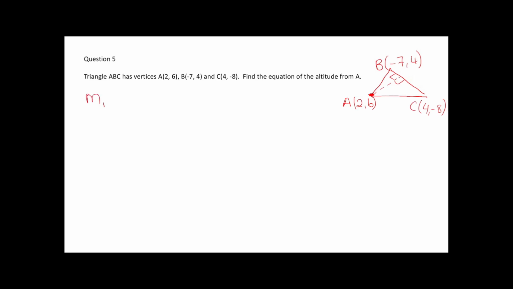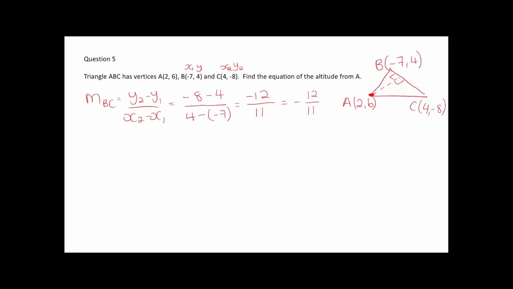So the gradient of BC is going to be y2 minus y1 over x2 minus x1. I'm looking at BC, so here's x, here's y, and I'm just going to call these 2 and these 1. So I've got y2, which is -8, take away y1, which is 4, over x2, which is 4, take away x1, which is -7. 8 take away 4 gives me -12. 4 take away -7, add them together, gets us 11. So the gradient of BC is -12 over 11.